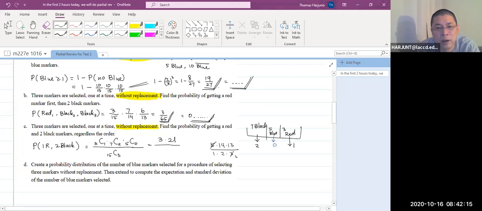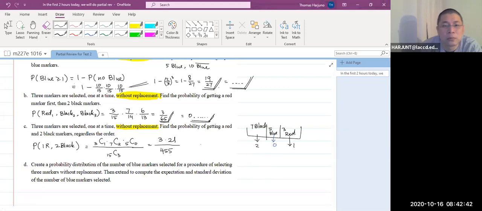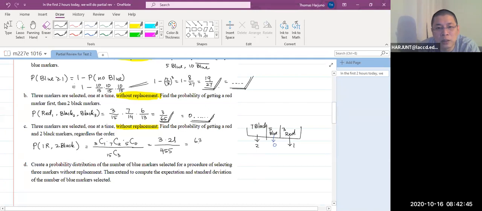This is 5. I'm sorry, this is 5 and this is 7. So 35 times 13 is 455. So this will be 63 over 455. And then from there, if you want to make it decimal, go ahead.